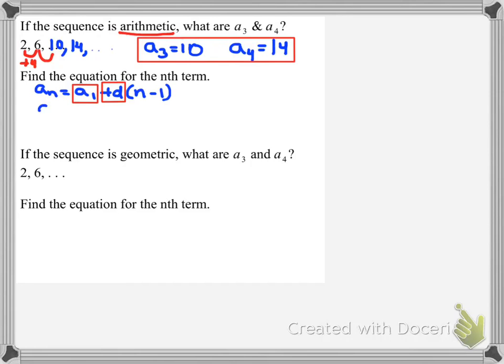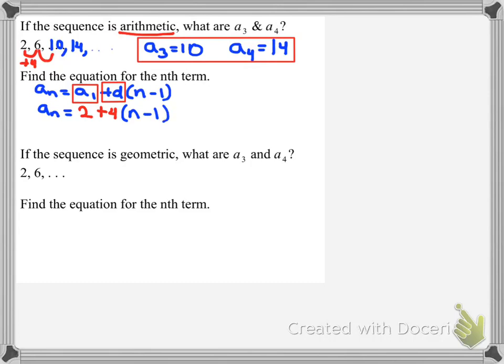So we have a sub n is equal to a1, which is going to be your first number, so in this case it will be 2. D is the difference, and in this case the difference is going to be 4. So we plus 4, which is positive because it's going up, it's increasing, and then we have n minus 1.